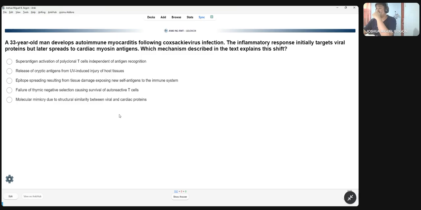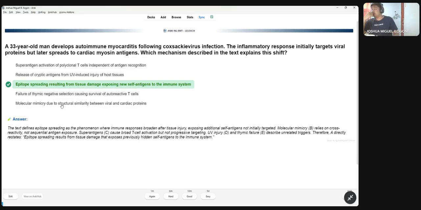A 33-year-old man develops autoimmune myocarditis following Coxsackie virus infection. The inflammatory response initially targets viral proteins but later spreads to cardiac myosin antigens. Which mechanism described in the text explains this shift? Superantigen, cryptic antigens. No, it's not UV. I think it's molecular mimicry. Oh, okay. It's not molecular mimicry. Alright, copy that.